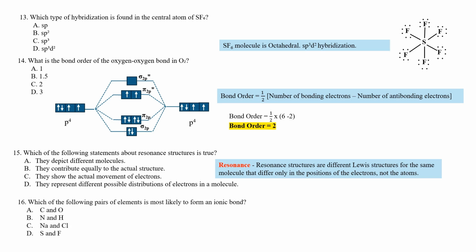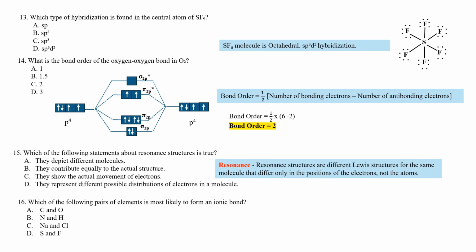Which of the following pairs of elements is most likely to form ionic bonds? We discussed mainly two types of bonds, ionic and covalent. Ionic bonds are formed by transfer of electrons from metal to nonmetal. Covalent bonds arise between nonmetals.